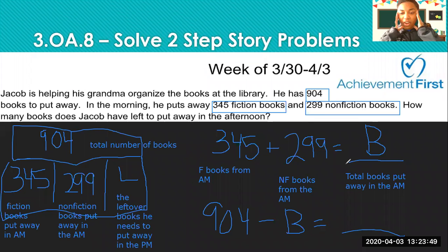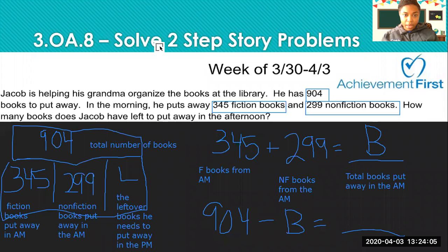Okay, so then I thought, now I know the total books put away in the AM. So now I think, what am I going to do with that? Well, now I'm going to subtract that from the total. But what is that answer going to represent? Let me stop and think. What does each of these numbers represent, and label it.